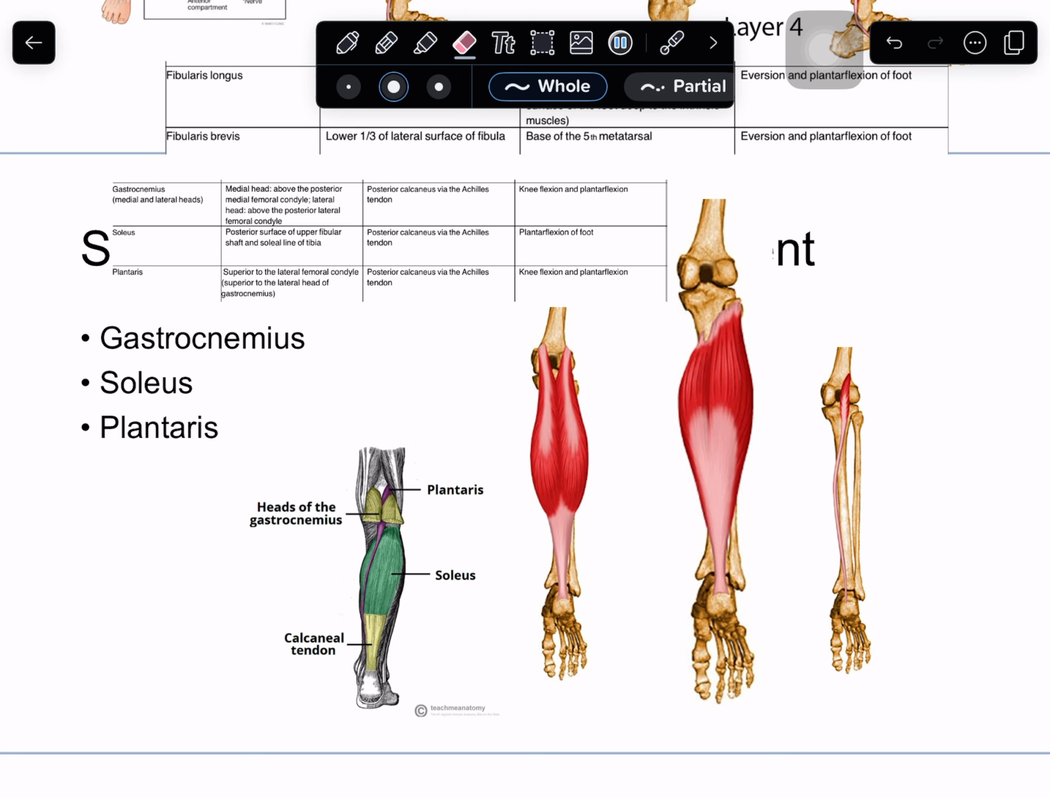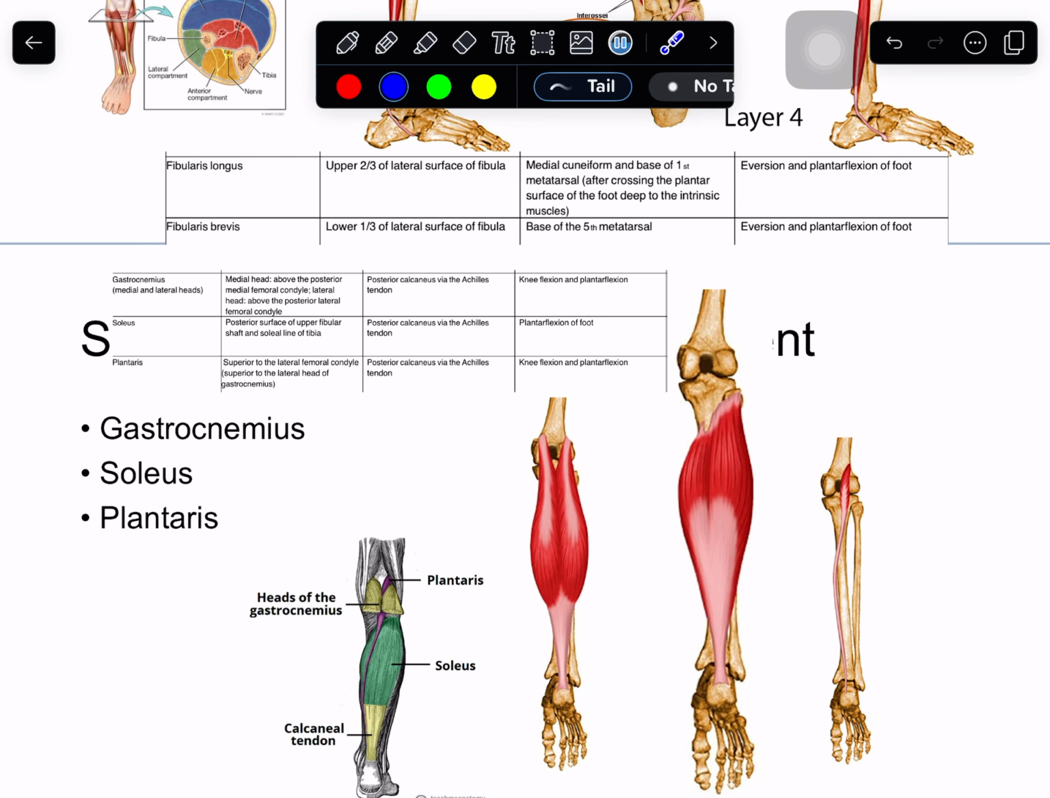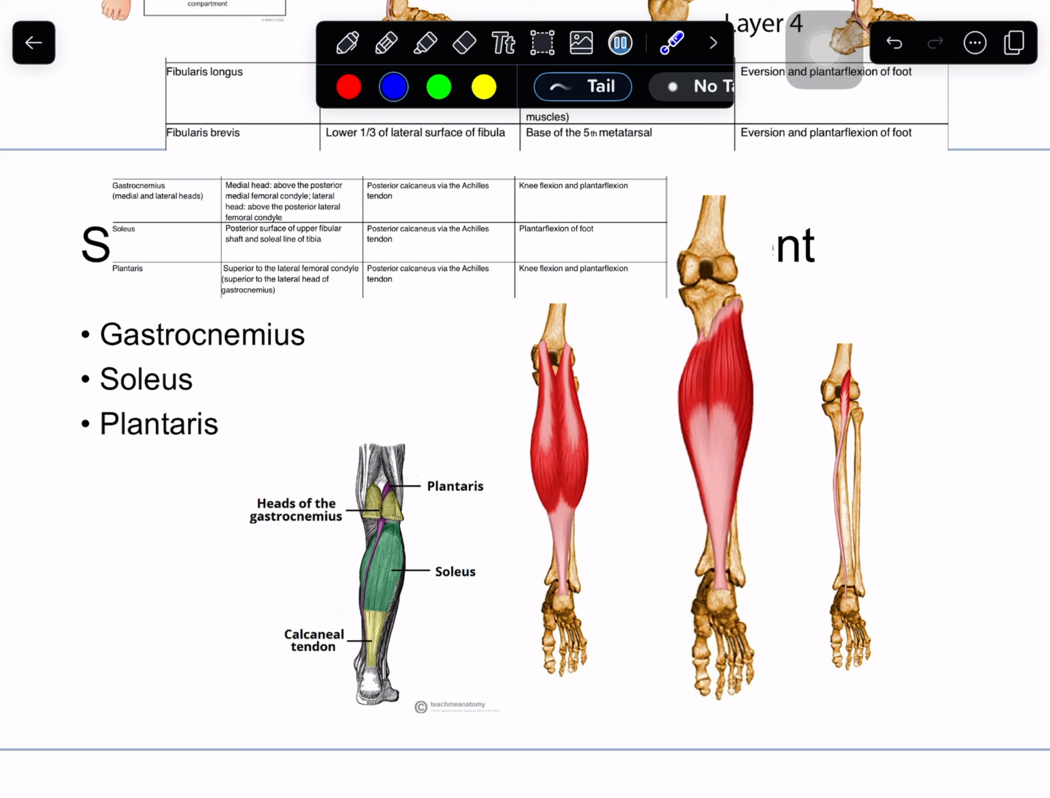And so technically, our actions here for the plantaris would be plantar flexion again. And remember, now we can see that this one is crossing the knee joint. So technically, it would also be a weak knee flexor. But again, really, most of the responsibility for plantar flexion falls on the gastroc and the soleus. The plantaris would be what you'd call a weak knee flexor, right?